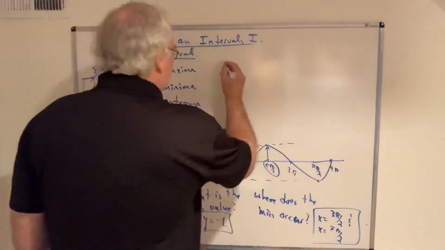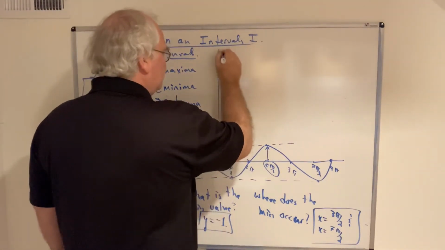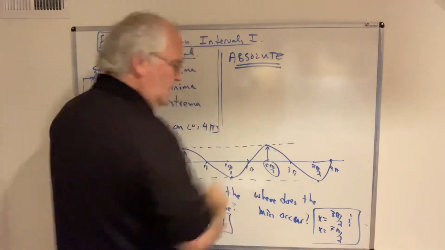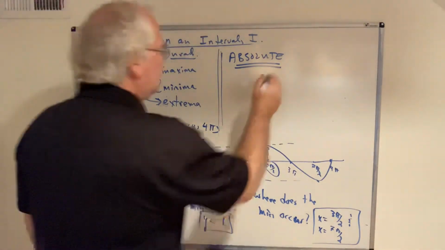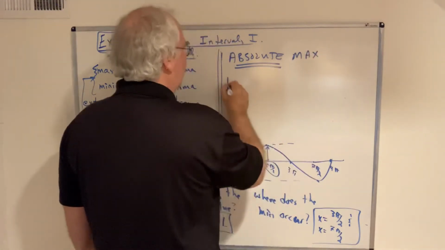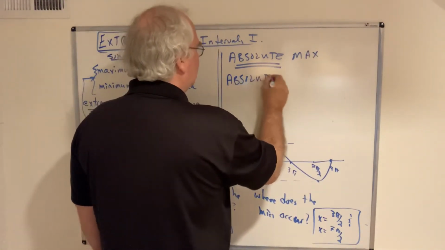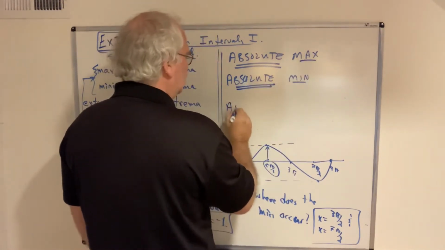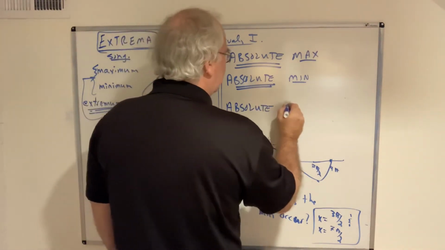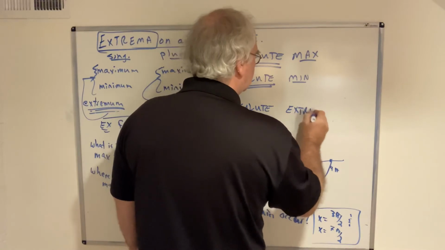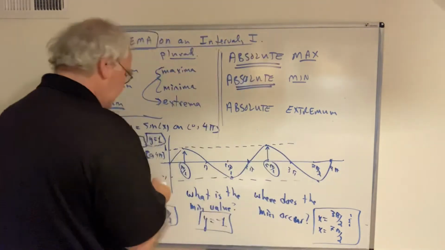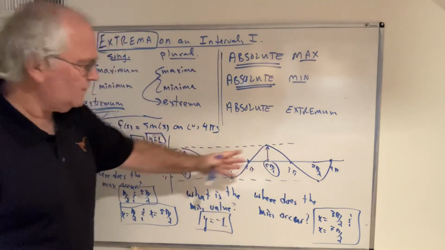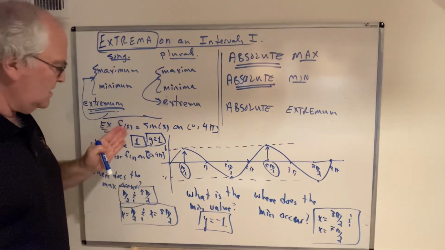Now, the last little bit of this for now is the phrase absolute. We can have an absolute maximum. We can have an absolute minimum. We can have absolute extremum. Now here's what that means. Absolute means of the entire interval, it is the highest, it is the lowest.